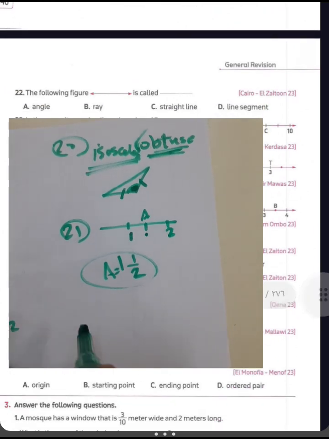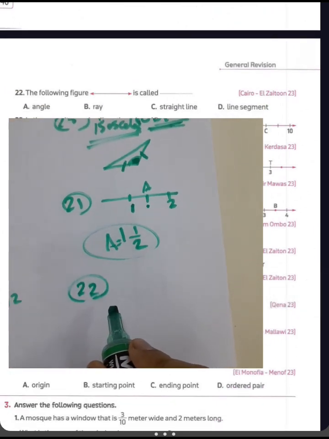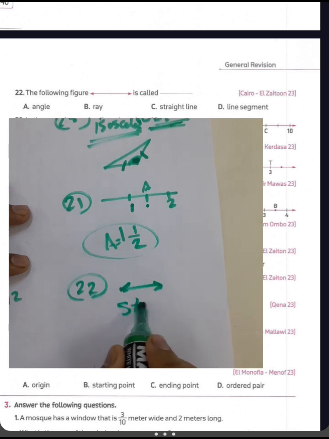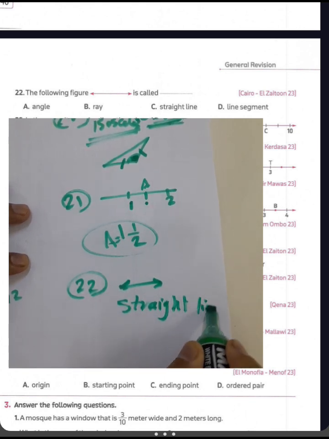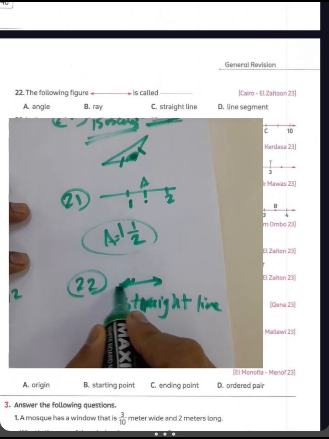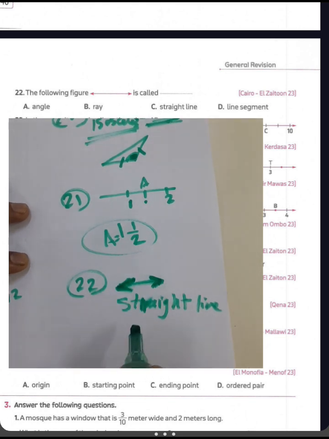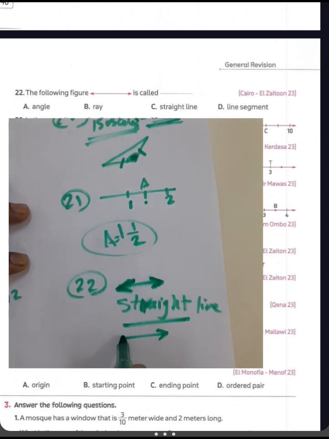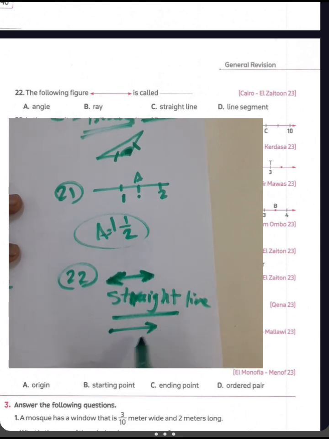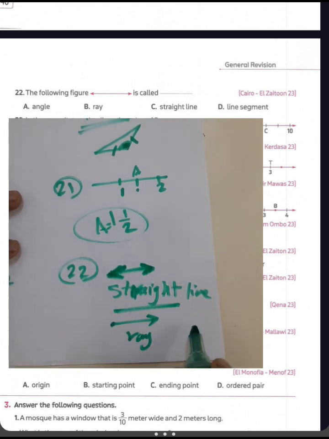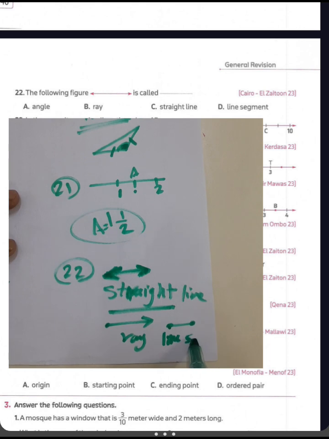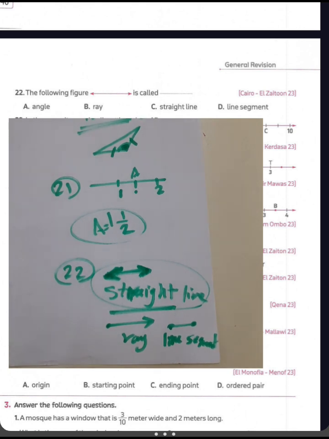Question 22. The following figure, what do we call it? Here, a straight line. We can draw a line segment and draw here this ray. But if we draw from the beginning point to infinity, we call it the ray. But if we have a beginning, start, and an end, we call it a line segment. Then we have a straight line. About question 22, choose letter C.